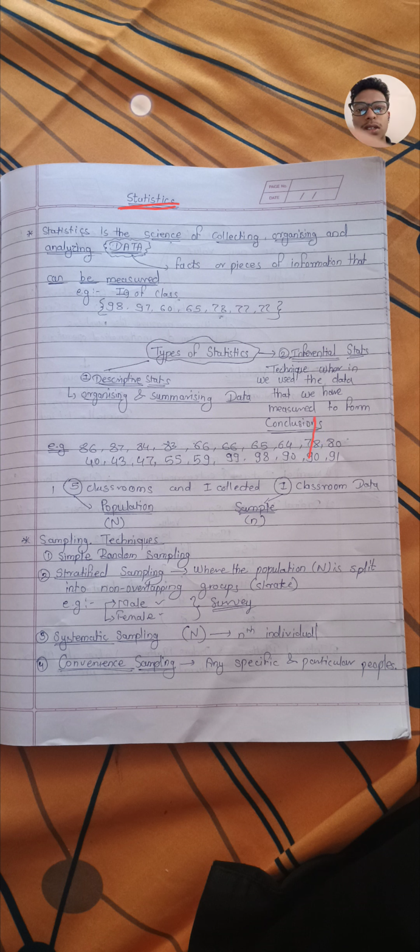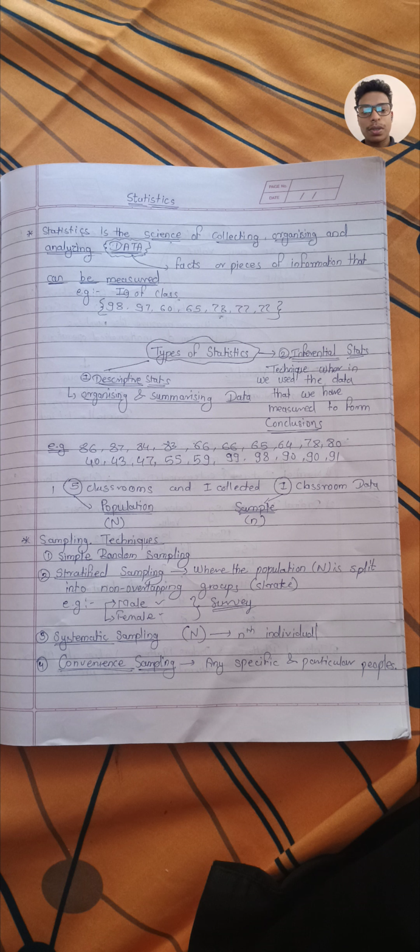So there are types of statistics, where descriptive statistics and inferential statistics are the core types. Descriptive statistics is about organizing and summarizing the data. And inferential statistics uses techniques where the data that we have measured is used to form conclusions.